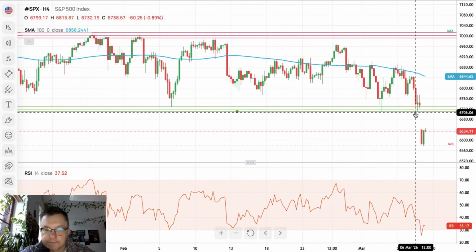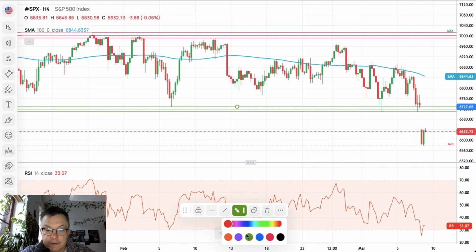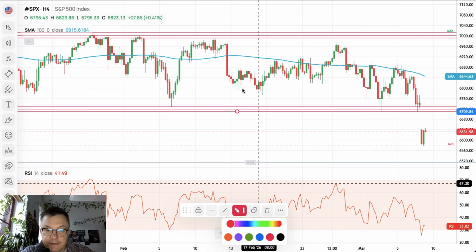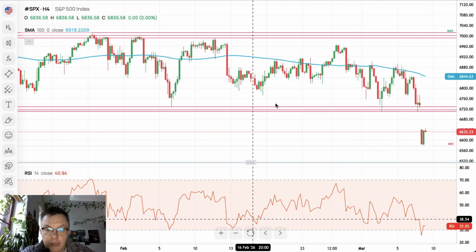S&P 500 gaps down. That's very important. 6,716 technical resistance, 6,710 technical resistance. So this is now the supply zone. We finally broke out of this range.